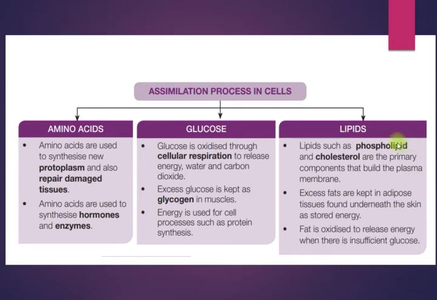Okay, last one. Assimilation of lipids in the cell. Lipids such as phospholipid and cholesterol are the primary components that build the plasma membrane. Excess fat is kept in adipose tissue. So when there is excess fat, it will be stored in the adipose tissue found underneath the skin, and it stores energy. Fat is oxidized to release energy when there is insufficient glucose. That is what happens to the lipids.